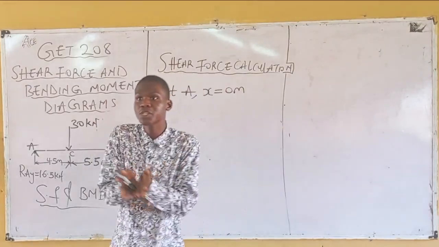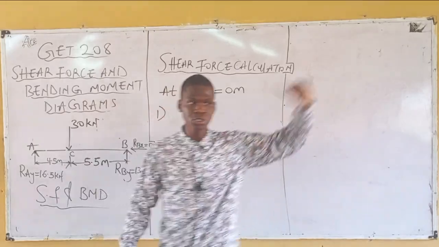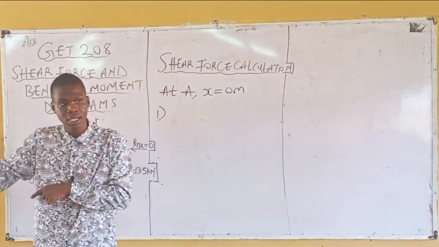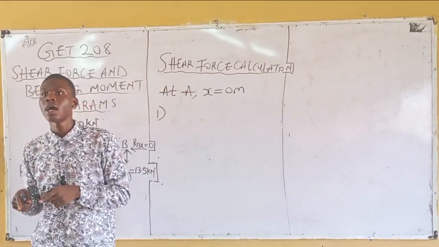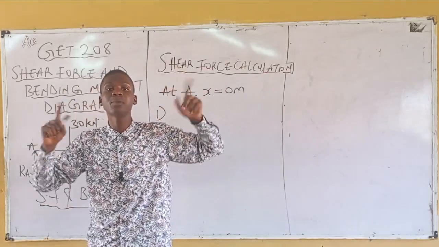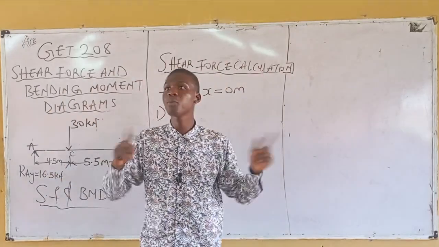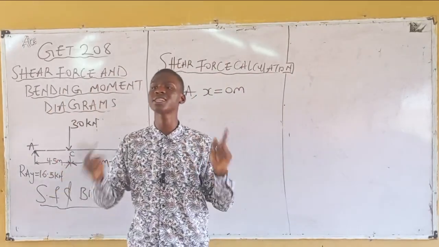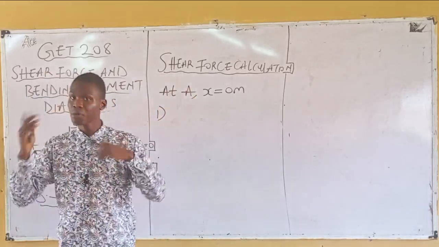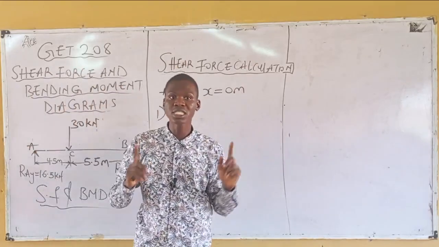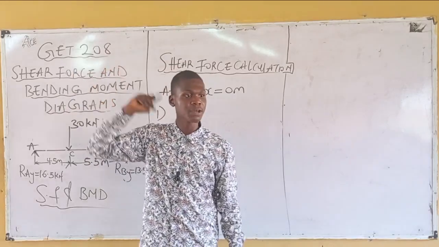Shear force is the algebraic sum of forces at any section of the beam, either to the right or to the left. What you are saying now is to the right. What we are saying now is to the left. Are you getting me? In case of right, maybe you have an overhanging beam. It is possible you take it from the right. But in most cases, if it is a simply supported beam, you always take it from the left.